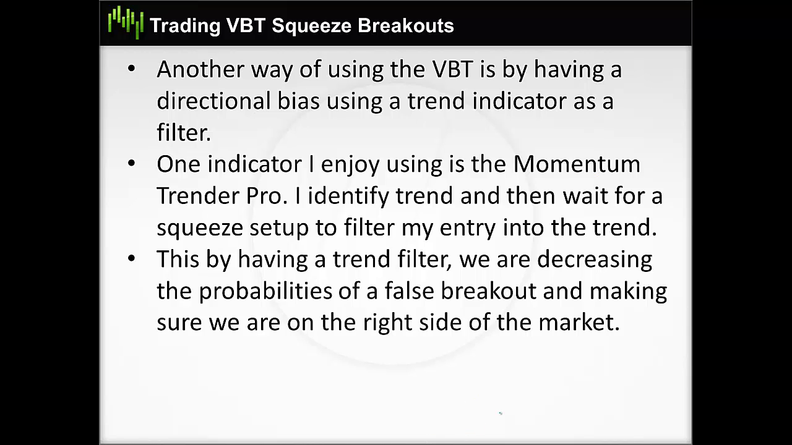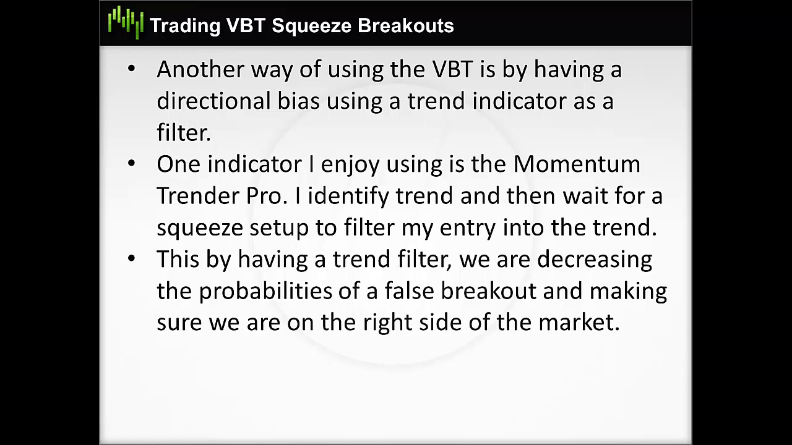Another way of using the VBT, and this is actually one of the ways one of our members really loves using this. She actually told me she was going to adopt me because this was so wonderful. And this is by having a directional bias using a trend indicator as a filter. One of the indicators I use for a trend filter is the Momentum Trender Pro. So I identify a trend and then wait for a squeeze setup to filter my entry into the trend. Meaning, we're waiting to determine market direction, then waiting for the compression, and then jumping in as soon as we break out of compression in the direction of the trend.